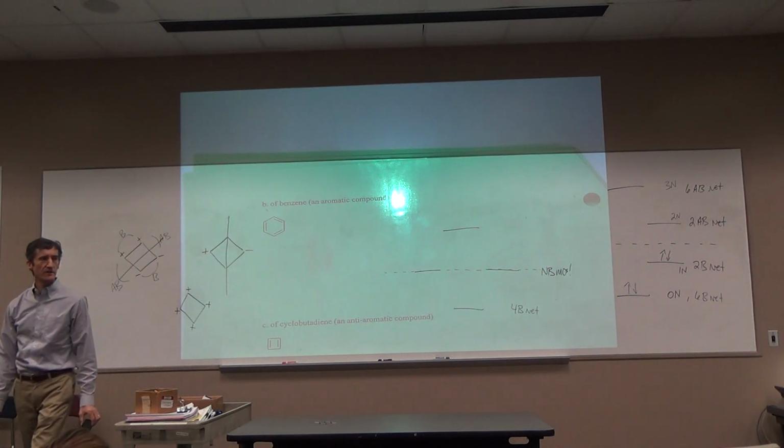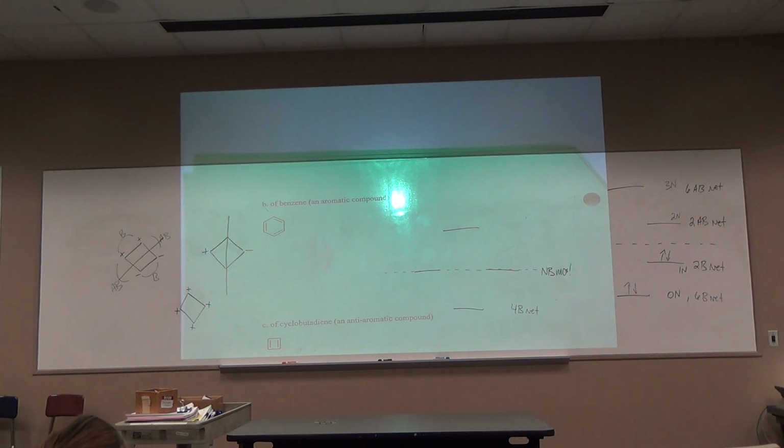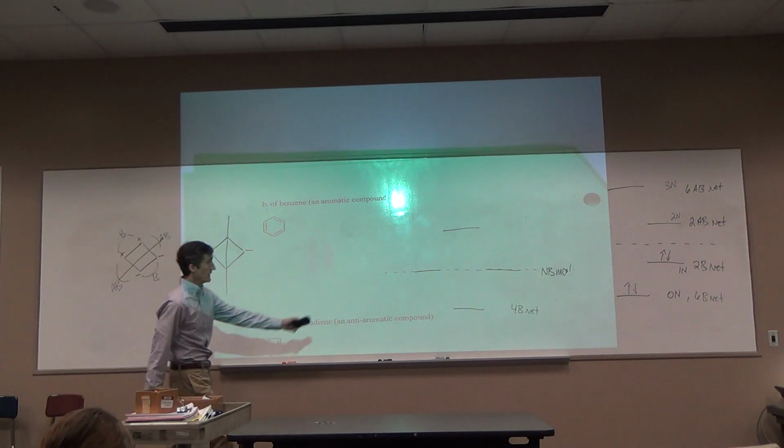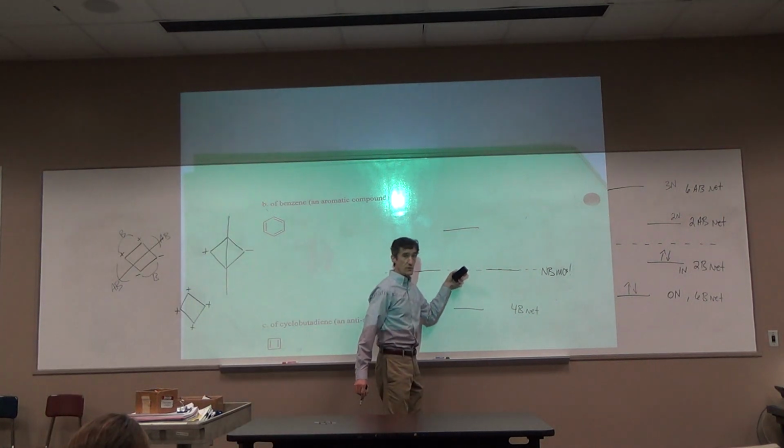What's the net interaction there? Why zero? Because there's nothing. Is there any bonding? No. Is there any antibonding? No. So what do you want to call that type of MO? Non-bonding. There you go. One node, right?